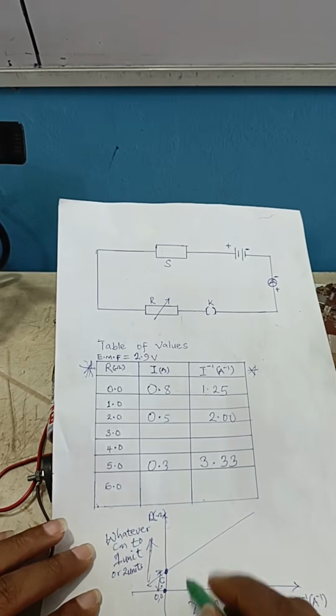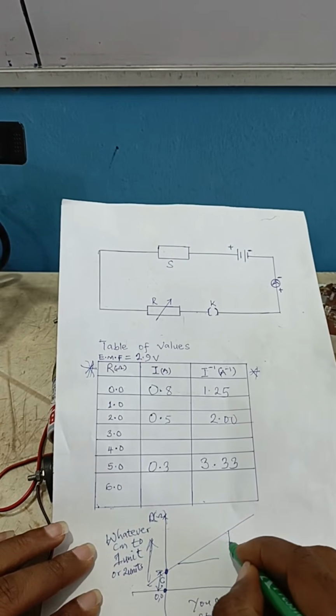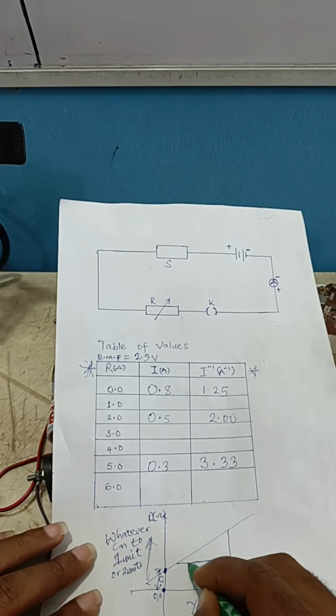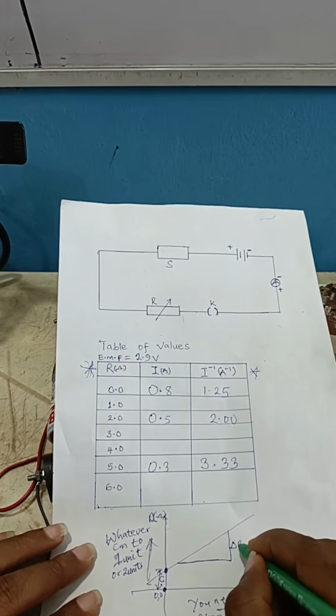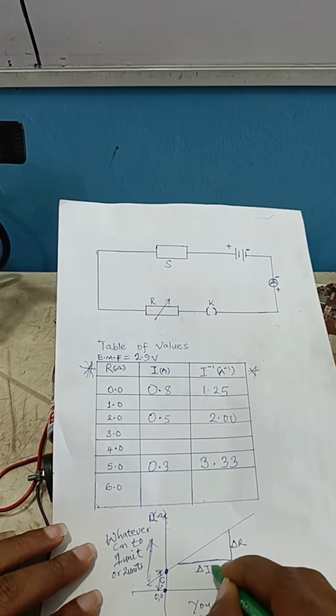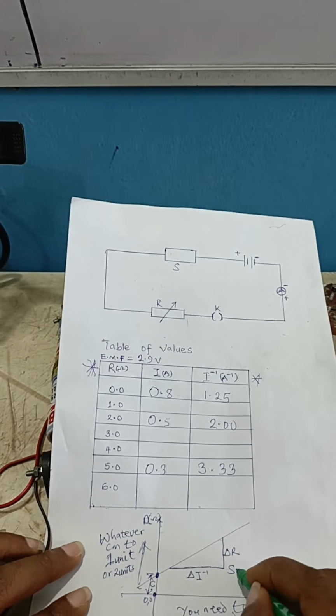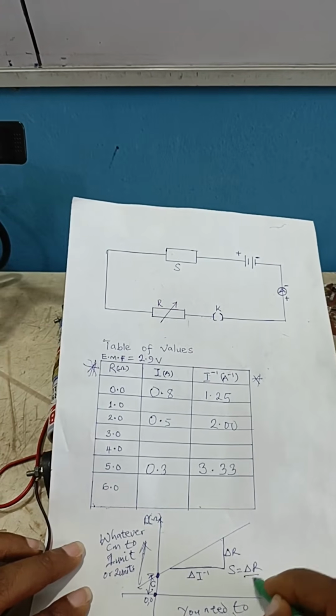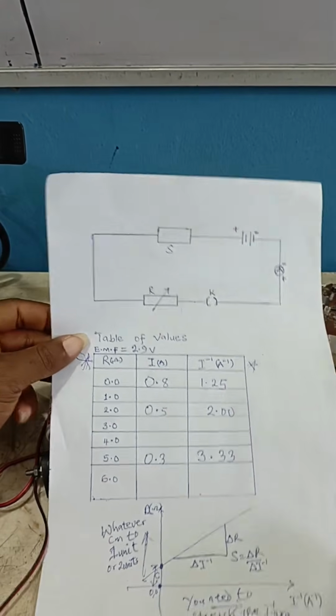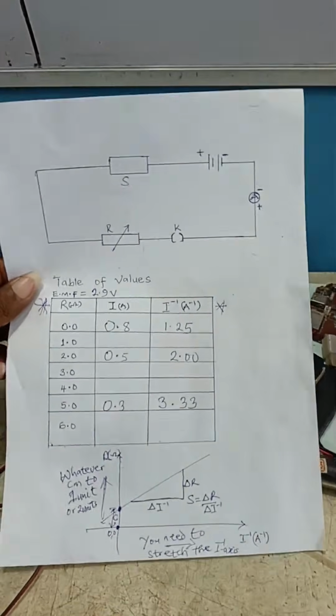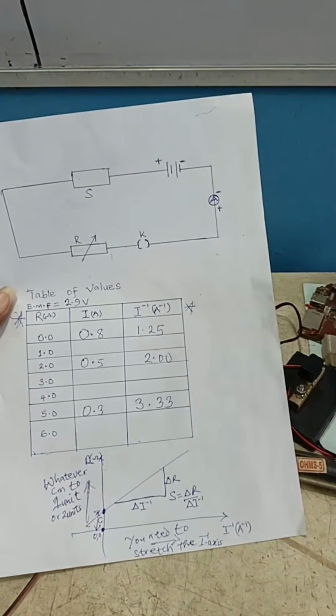Then your slope, I want to believe all of us know how to get our slope by now. This is how you evaluate your slope: change in R all over change in I inverse. So from here you get your slope. Slope S is equal to change in R over change in I inverse. So you get the 2 values you need to calculate the slope.